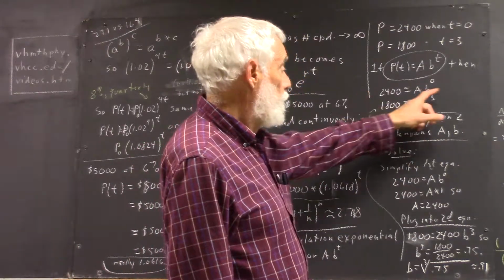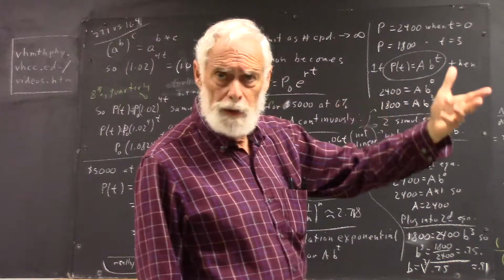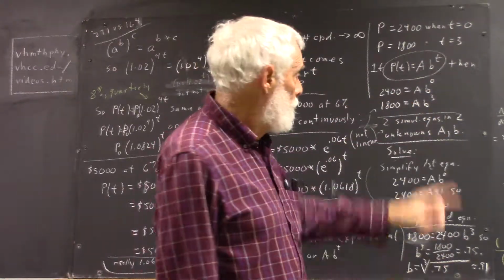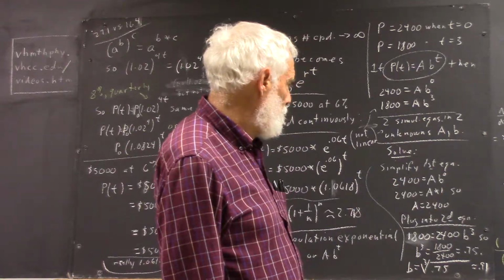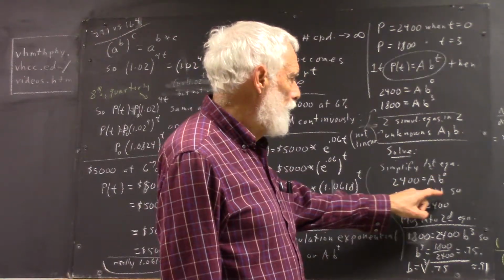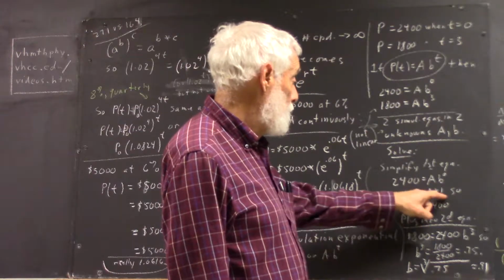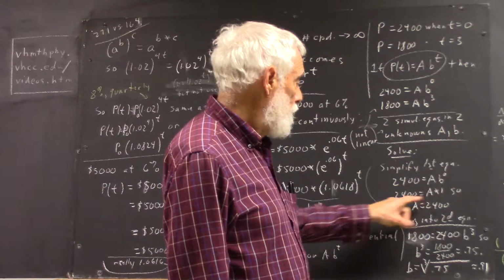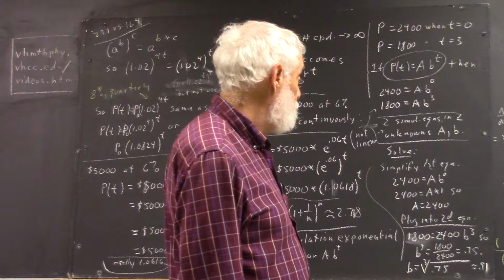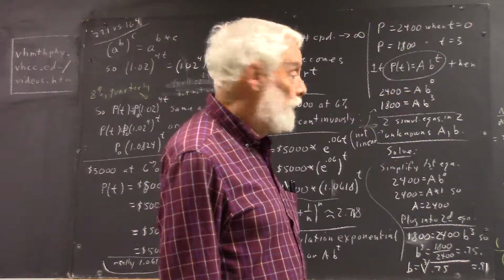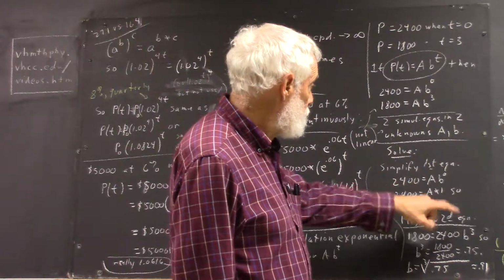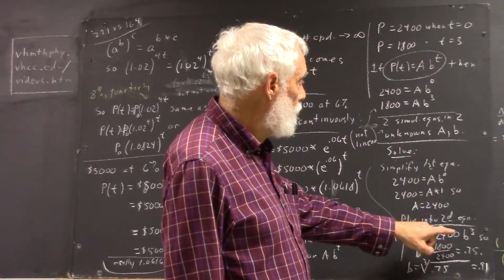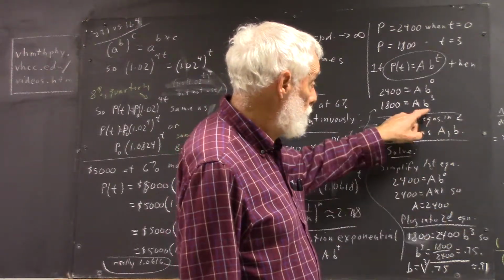We simplify the first equation. We've got a b to the 0 there. We can evaluate that for any b. b to the 0 is 1, so 2400 equals a times 1, and a times 1 is just a, so we get a equals 2400. So we now know the value of a, and we can substitute that into the second equation. Plug that into the second equation, we get 1800 equals 2400 b cubed.